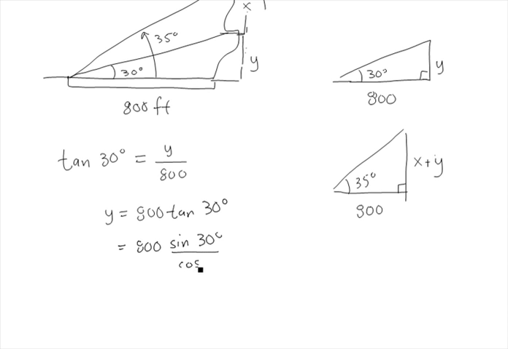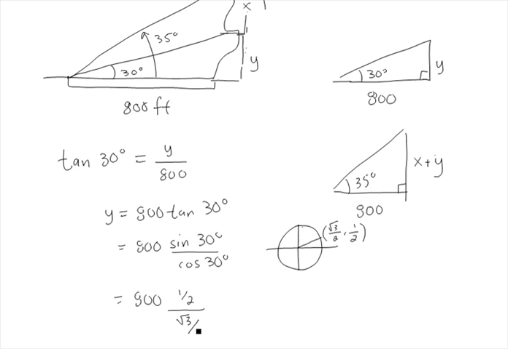And if we think of a unit circle, 30 degrees is the smaller angle here. This point has coordinates radical 3 over 2, 1/2, which means that the sine of 30 degrees is the y coordinate, so a half divided by the cosine, or radical 3 over 2, the x coordinate. 2's cancel, and so we get that y is 800 divided by radical 3.